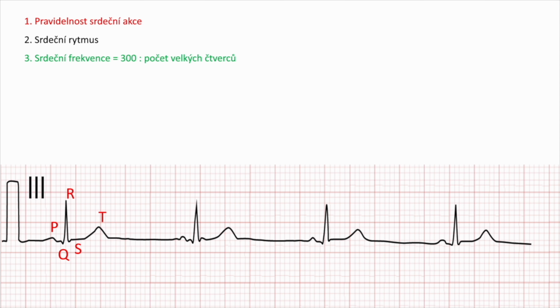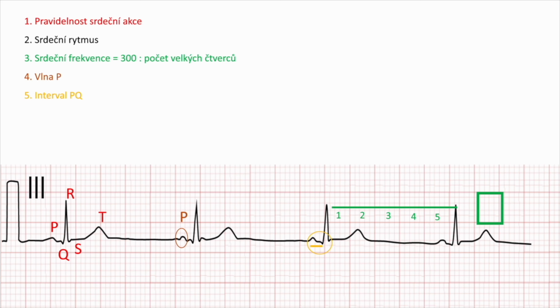Thirdly, the heart rate, which we calculate as 300 divided by the number of large squares between R waves. Fourthly, the P wave, its presence, size, shape, positivity, or negativity. It represents the electrical activity of the atria. Physiologically, the P wave precedes each QRS complex, from which it is separated by the PQ interval.